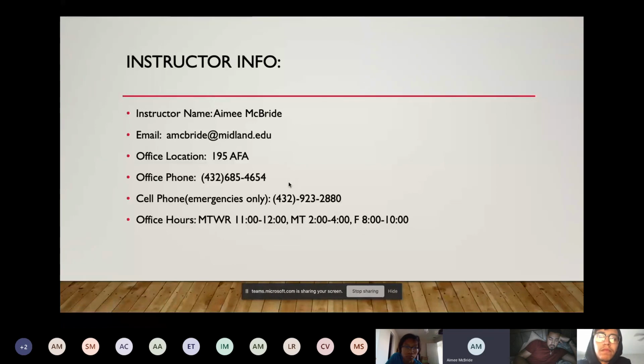My office phone is 432-685-4654. My cell phone, which is for emergencies, like if for some reason your Teams isn't letting you on 2 seconds before class starts, or if you can't figure out how to turn in your assignment on Canvas and it's due, then those are emergencies and you can text me or call me. That's 432-923-2880.